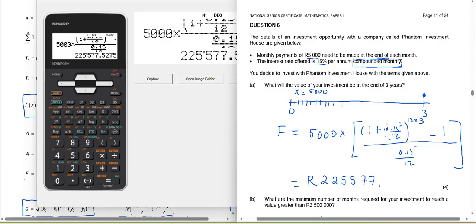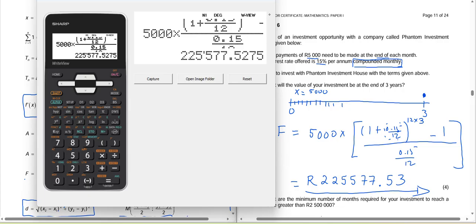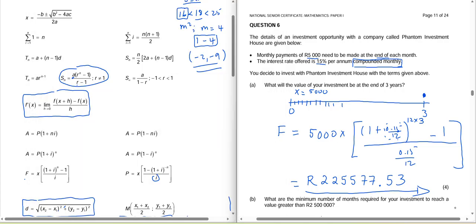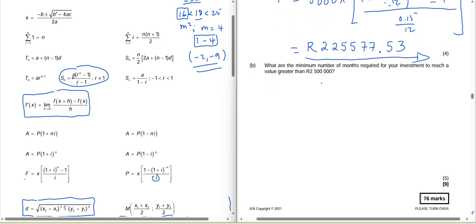225,577 point. So since this is in monetary terms, we can round to 2 decimal places, which is 53. So that will be our solution to this problem. And then let's go to the next one.